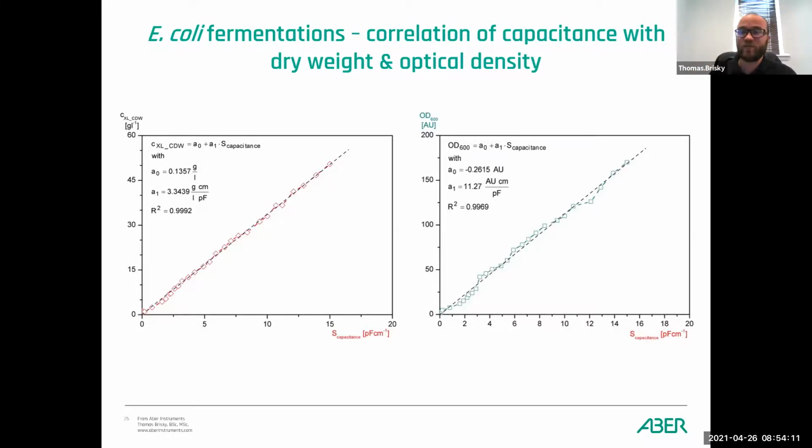This is interesting for us because most industries do want to compare with the offline measurement, because if you do research and development with dry cell weight or optical density, then a lot of times when you go into manufacturing, you want to use those same. So it's always important for us to say you can compare them, even though they are fundamentally different measurements.